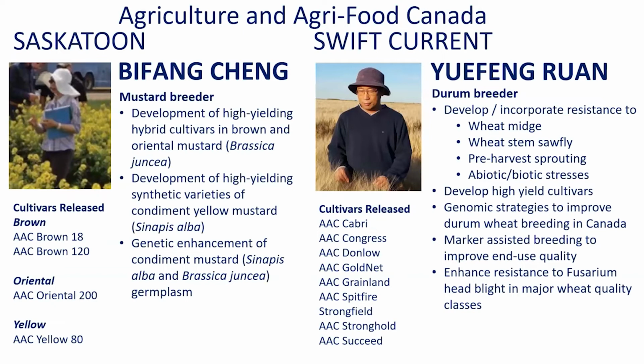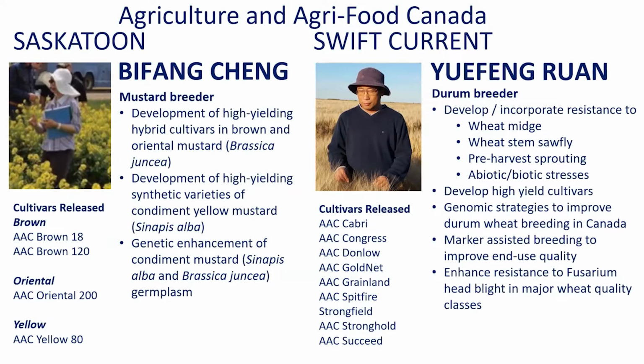In Saskatoon, we have the mustard breeder, Bi-Fang Cheng. She works on development of high-yielding hybrid cultivars in brown and oriental mustard, and high-yielding synthetic varieties of the condiment yellow mustard, so the Sinapis alba, and enhancement of condiment mustard germplasm of both of those species, the Brassica juncea and the Sinapis alba. And there are cultivars that have been released from her program.